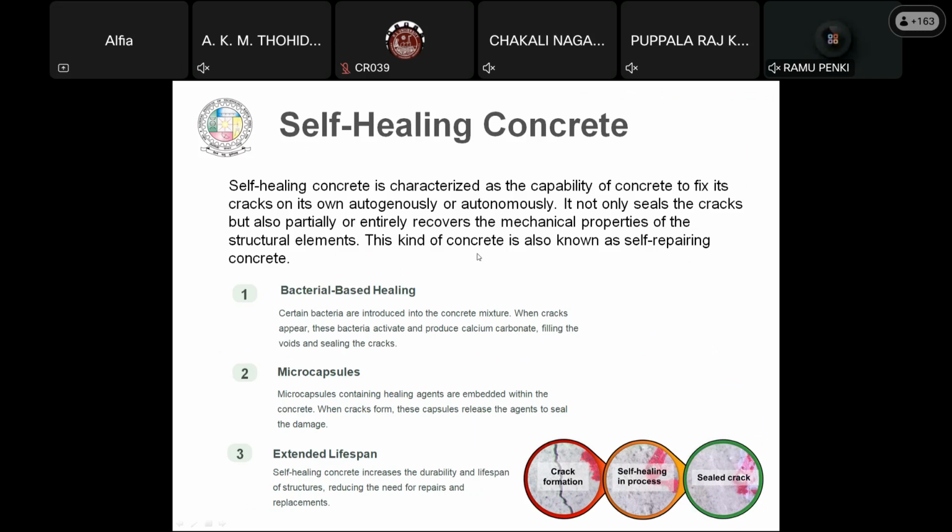So this type of concrete is achieved using different methods. One of the approaches is bacterial based healing. So in this, what we do, we use bacteria. We introduce the bacteria during the mixing of the concrete itself. Okay. So when the cracks appear over a period of time, these bacteria get activated and produce calcium carbonate, which fills the voids and seals the crack.